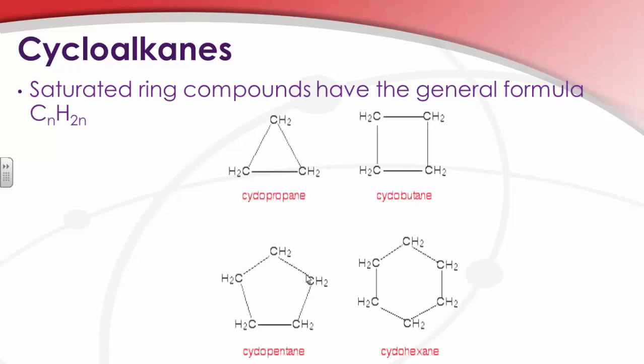Cycloalkanes come back around and bond back to themselves, and this eliminates 2 hydrogens. So their formula is CnH2n. And here are 4 cycloalkanes right here: cyclopropane, cyclobutane, cyclopentane, cyclohexane, and in fact the rings can get larger. We can have cycloheptane and cyclooctane and so on.